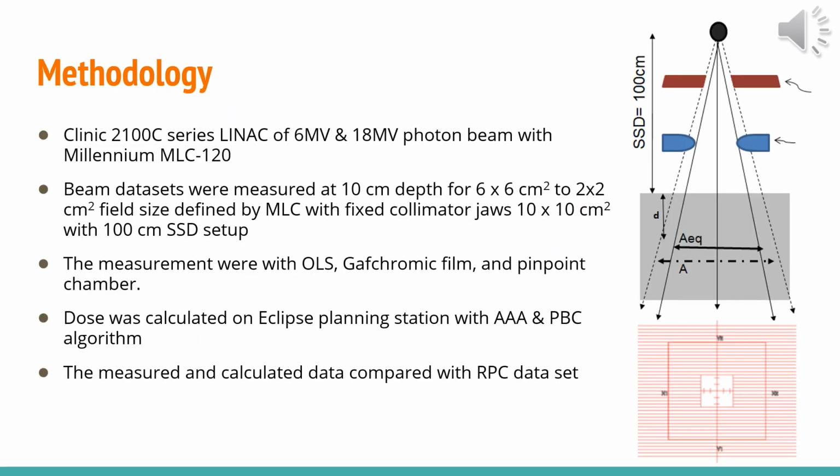Methodology. Clinic's 2100 C series LINAC of 6 MV and 18 MV photon beam with the Millennium MLC 120 were used. Beam dataset were measured at 10 cm depth for 6 by 6 cm square to 2 by 2 cm square field size defined by MLC with a fixed collimator jaw of 10 by 10 cm square with 100 cm SSD setup. The measurements were with OSL, GafChromic film, and pinpoint chamber. These are the dosimeters which we have used. Dose was calculated on Eclipse planning station with AAA algorithm and PBC algorithm. The measured and calculated data compare with RPC dataset.